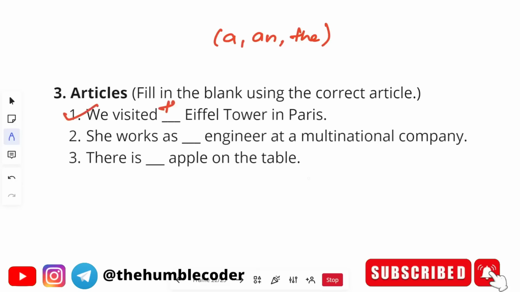So the answer in this case will be we visited the Eiffel Tower in Paris. Next one, she works as dash engineer at a multinational company. The answer will be she works as an engineer because E here is a vowel. Next up that we have is there is dash apple on the table. So A is there, which is a vowel. So here also N will come. Okay. Hope you have understood.